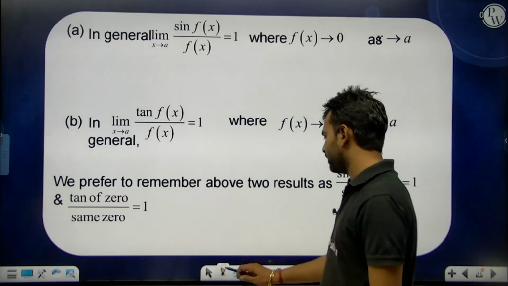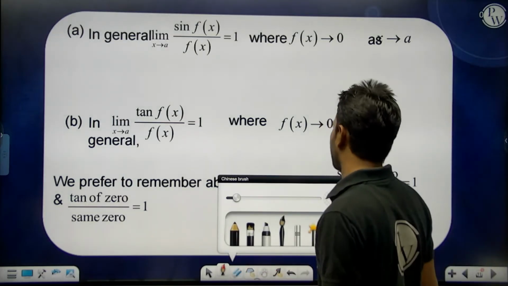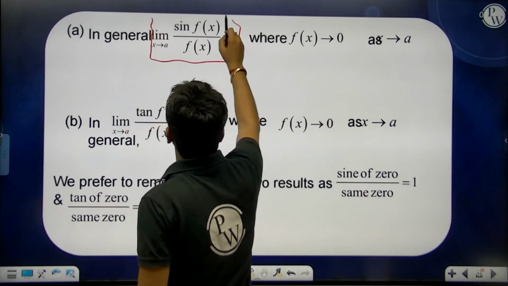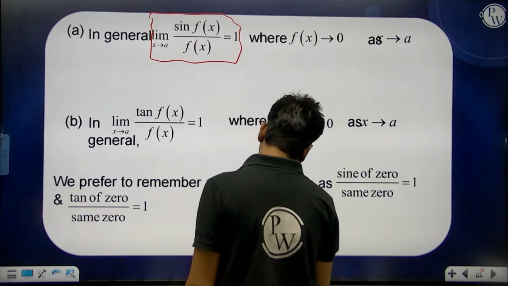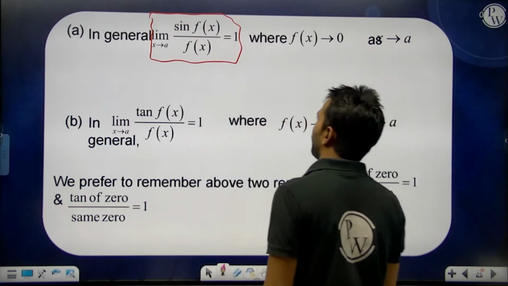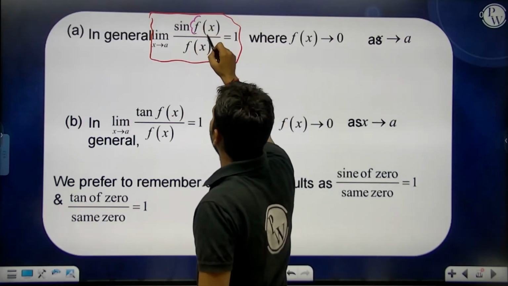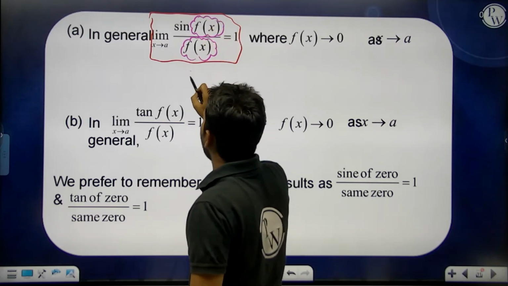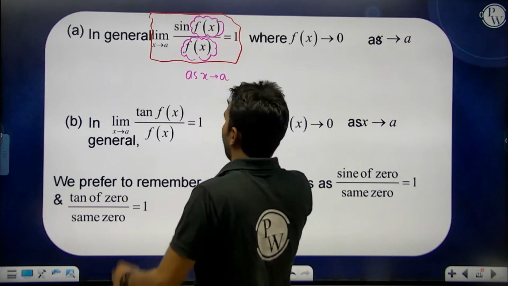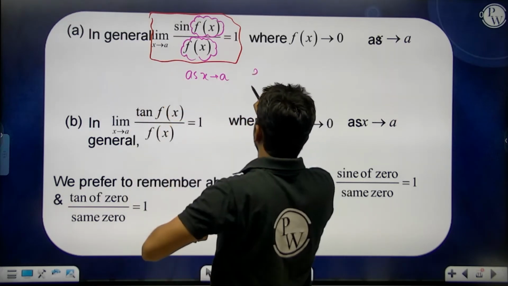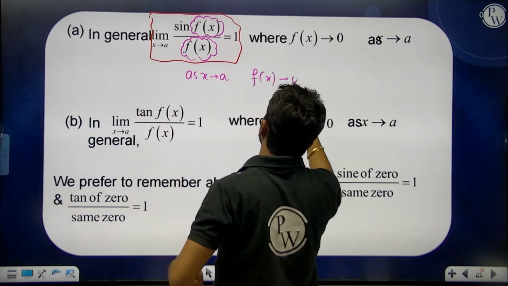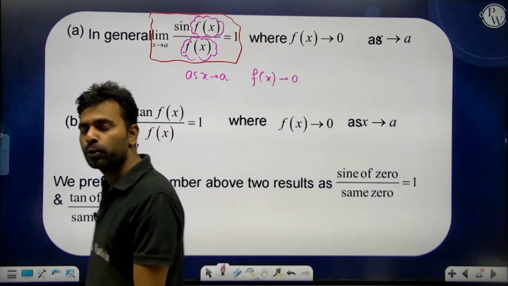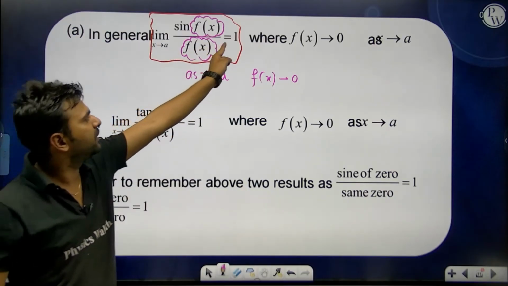Now this is something very important. Limit x tending to a, sine of f of x upon f of x is equal to 1. Understand, few things are very important over here. This thing and this thing are the same things written over here. And as x approaches a, this f of x has to approach 0. Then only the value of this limit is going to be equal to 1.